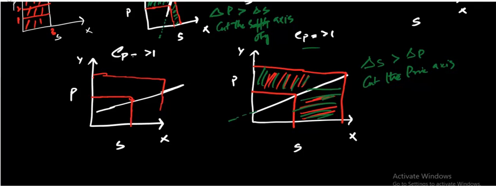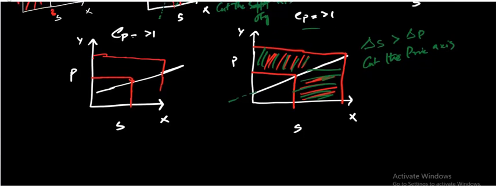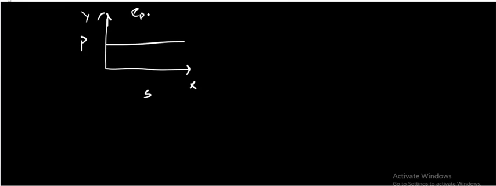And the last one that we have is the elasticity of supply being infinity. This is my supply and this is my price. Elasticity of supply being infinity means that with a small change in the price, the supply is going to increase from 0 to infinity. Nothing is going to be supplied at a lower price, but with a small change in the price, the producer is going to increase the supply from 0 to infinity.